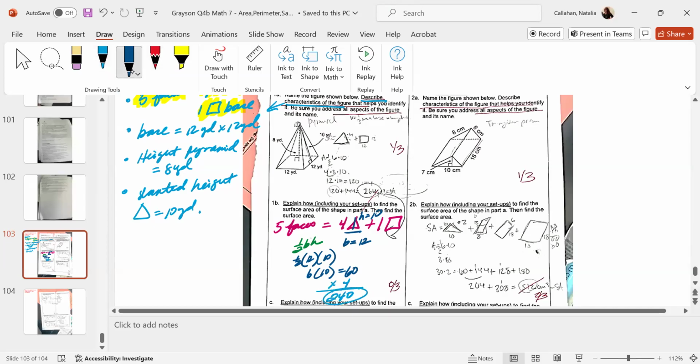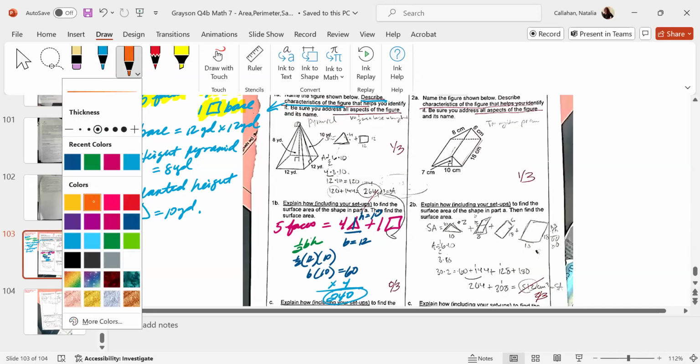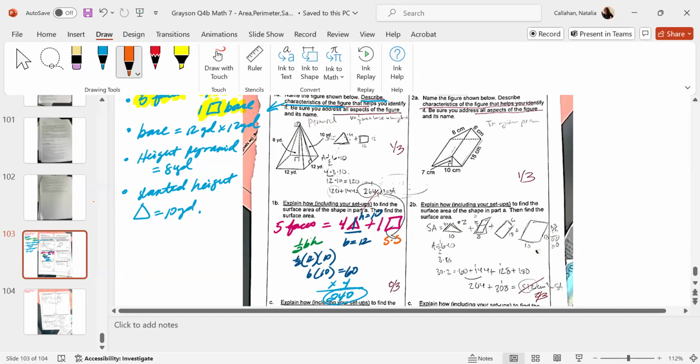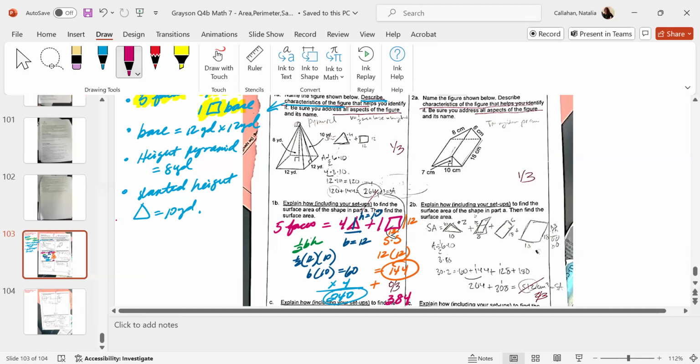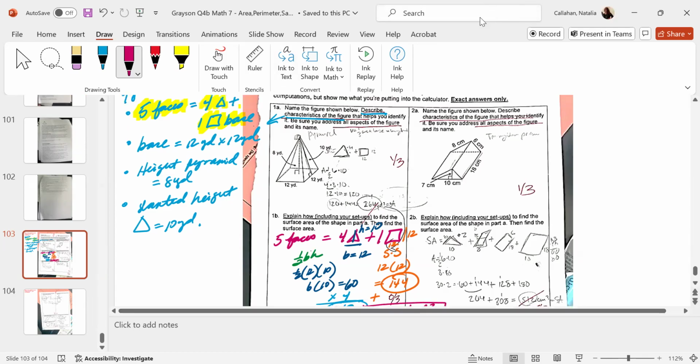Then you have the base of the square, correct? Base of the square is just side times side. So what is the measurement of one side? 12 times 12 is 144. So then you should have surface area is equal to 384 when you add it together, yards squared. That is your answer.